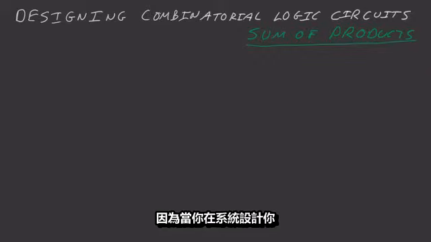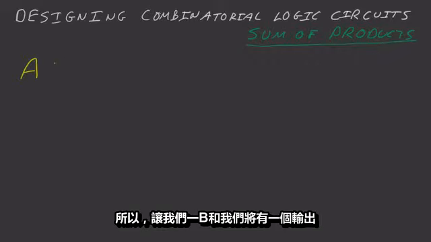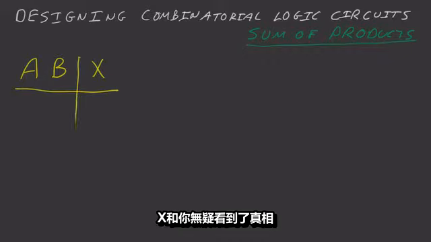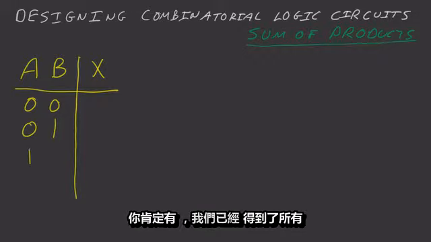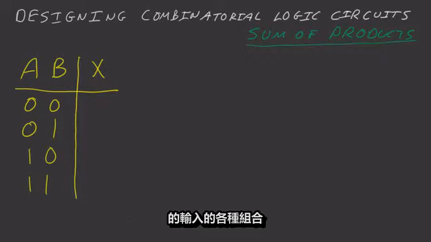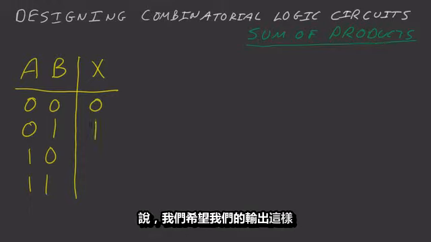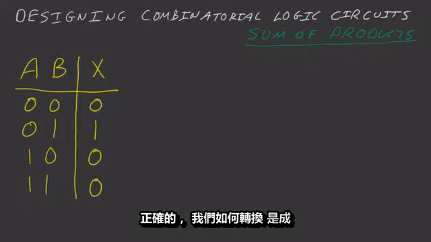Because when you're designing a system, you've got various inputs. So let's say A, B, and we'll have an output X. You've no doubt seen truth tables in the previous videos. We've got all the various combinations of the inputs. In this case there are only 4 of them because I've only got 2 inputs. And let's say we wanted our outputs like this. How do we convert that into digital logic?